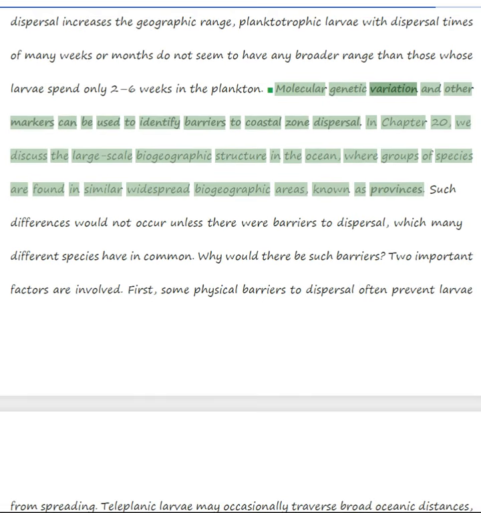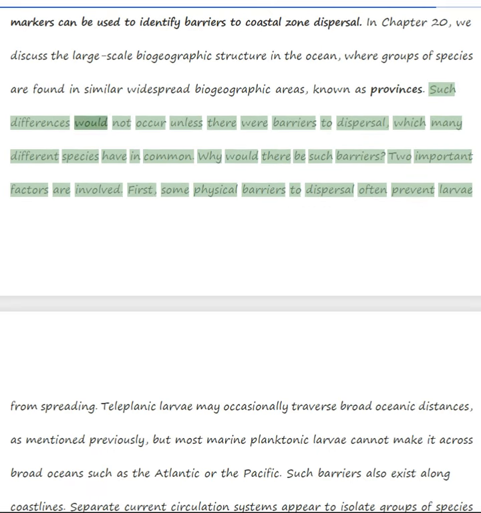Molecular genetic variation and other markers can be used to identify barriers to coastal zone dispersal. In Chapter 20, we discuss the large-scale biogeographic structure in the ocean, where groups of species are found in similar widespread biogeographic areas, known as provinces. Such differences would not occur unless there were barriers to dispersal, which many different species have in common. Why would there be such barriers? Two important factors are involved.